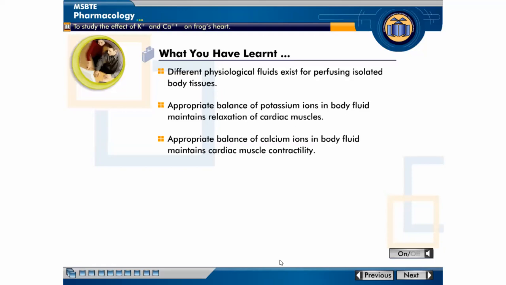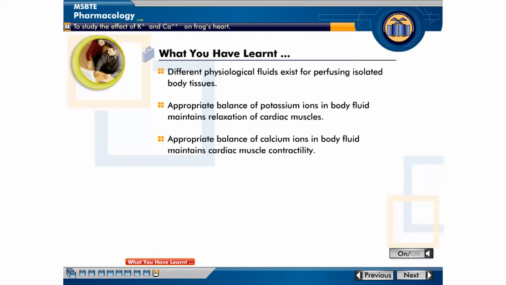All of you understand the experiment? Yes, ma'am. Calcium ions, are they responsible for contraction or relaxation? They maintain cardiac muscle contractility, that is contraction. And potassium ion, they maintain the relaxation of cardiac muscle.